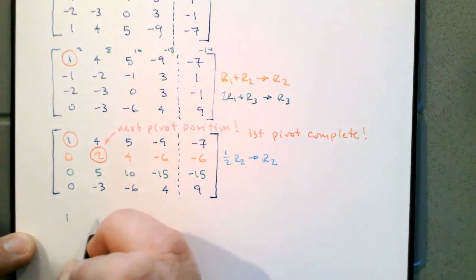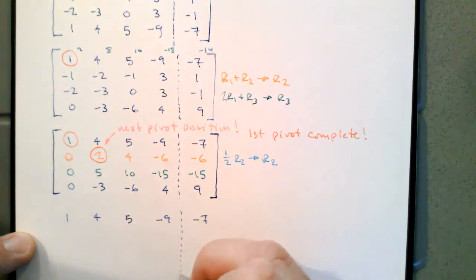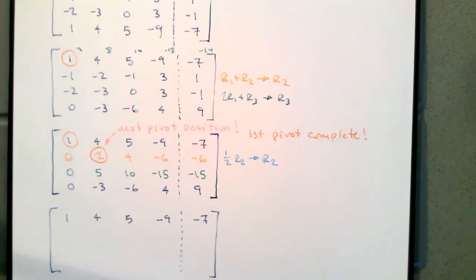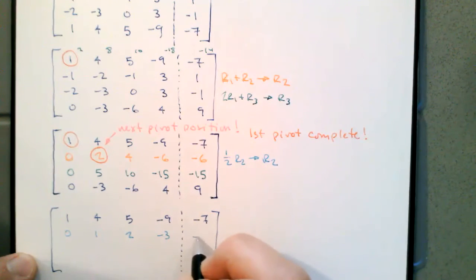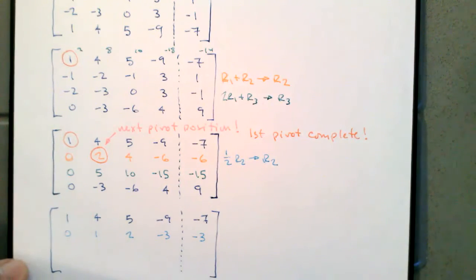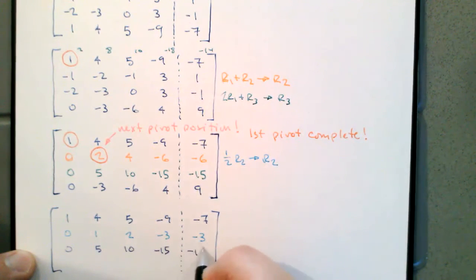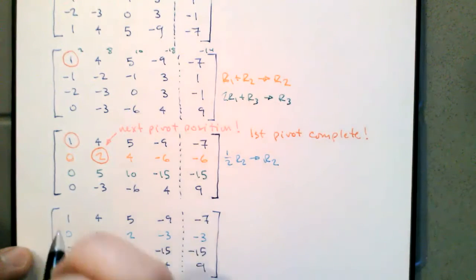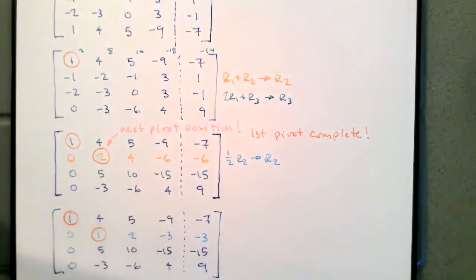It's going to be 1, 4, 5, negative 9, negative 7. My new row 2 is going to be 0, 1, 2, negative 3, negative 3. My third row is going to stay the same, even though we know that this is going to zero itself out, and my fourth row is going to stay the same, and this one will not zero out. So I did a pivot here. First row, first column. Second row, second column. There are my pivots.